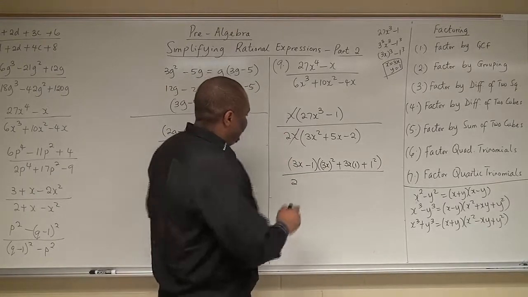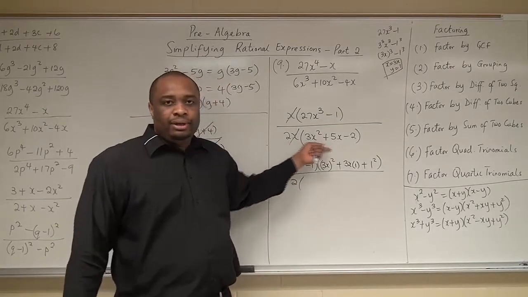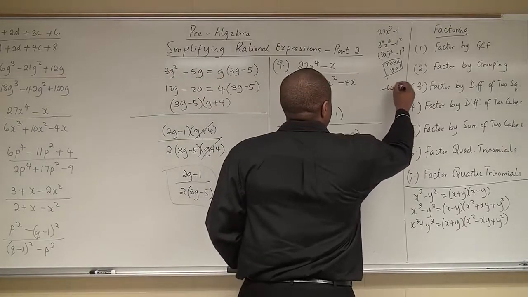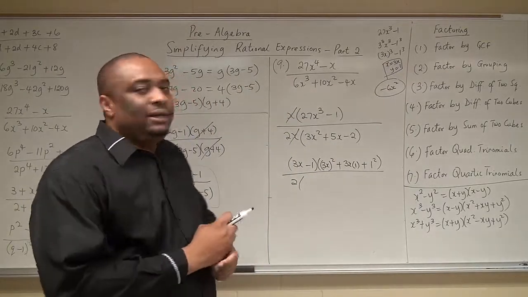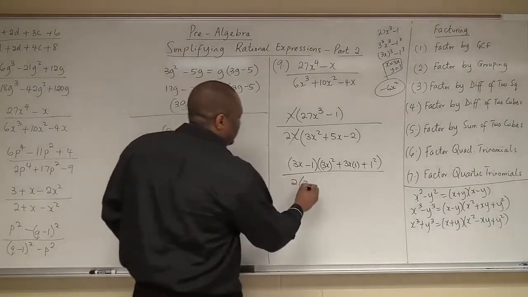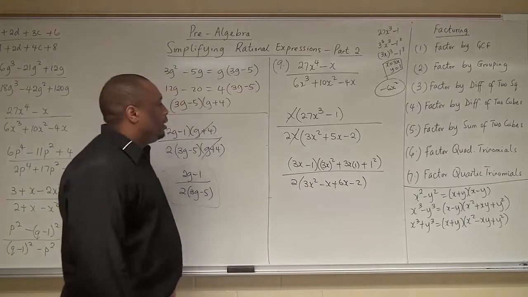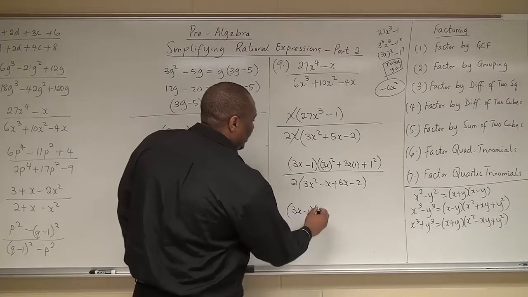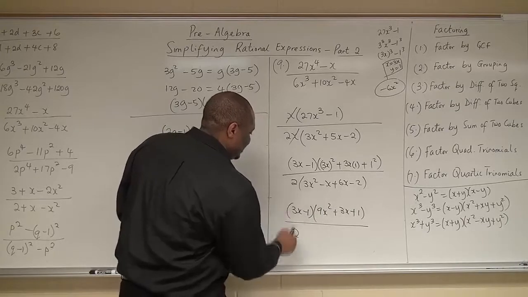Okay? Let's fix this. This is factoring quadratic trinomial. So 3x squared times negative 2 is negative 6x squared. 1 and negative 6 will not work, but negative 1 and 6 will work. So this is 3x squared, negative x plus 6x minus 2. Alright, so this becomes, the numerator, this becomes 3x minus 1 times 9x squared plus 3x plus 1. Over 2, this 2 is this 2.